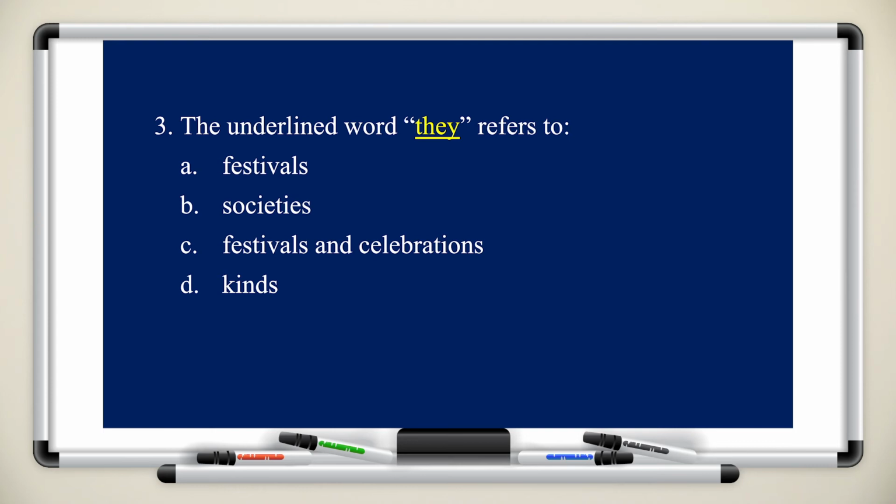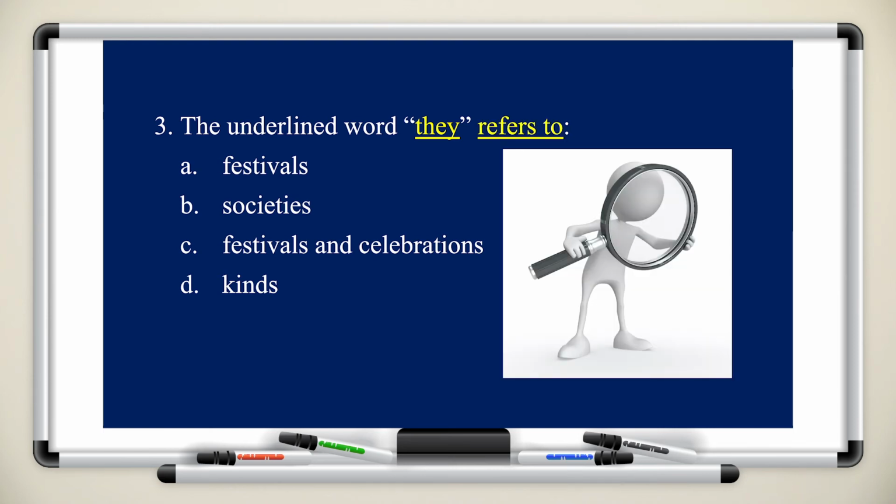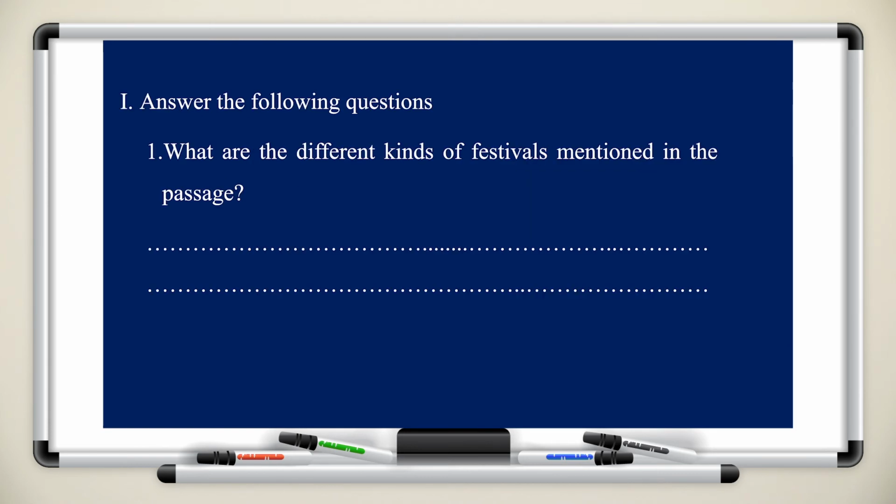Now you have to go back to the text and read the whole sentence to know what this word referred to, or also to figure out the correct answer. And the correct answer here is festivals and celebrations. This is the other type of questions we talked about before, previously in the episode number 4.